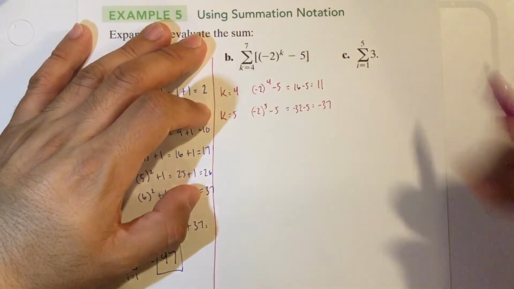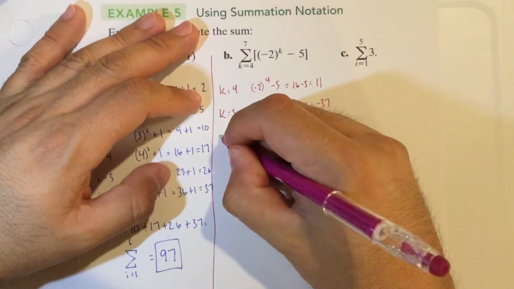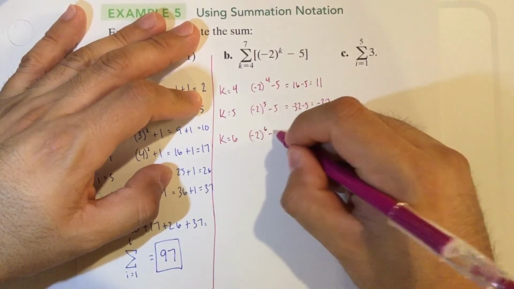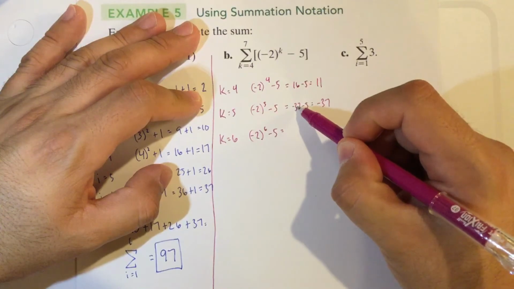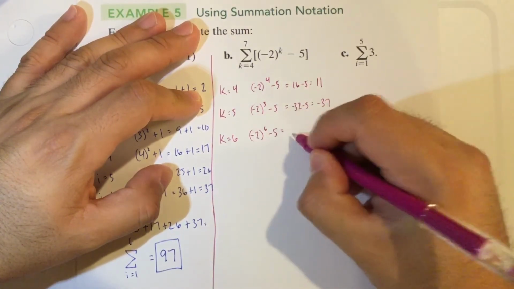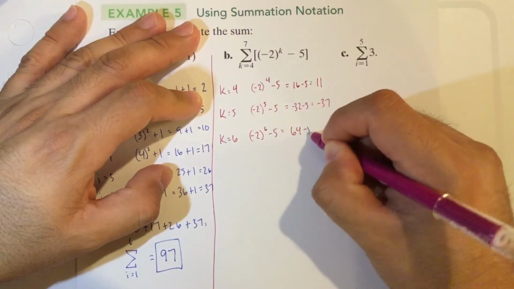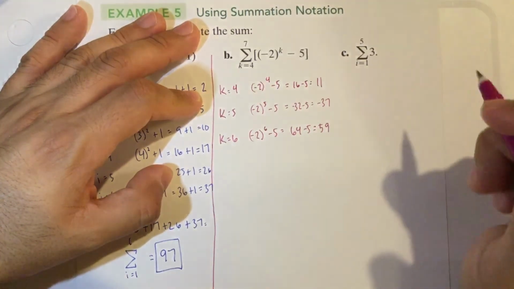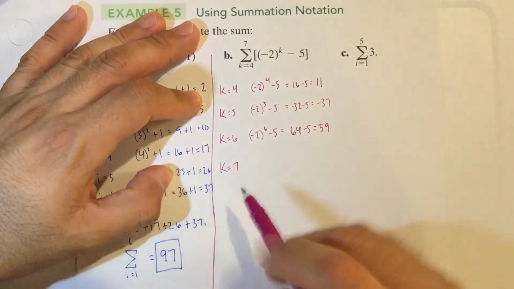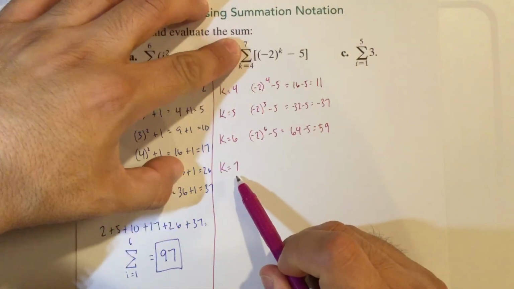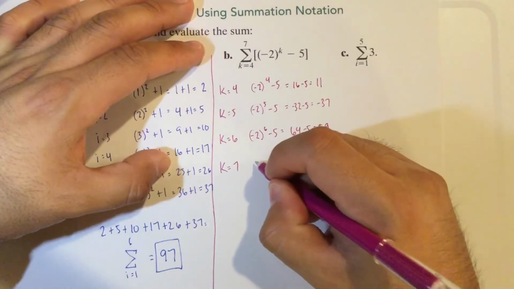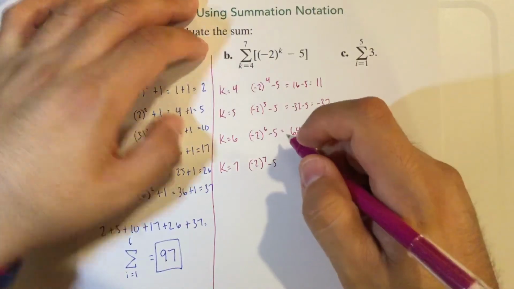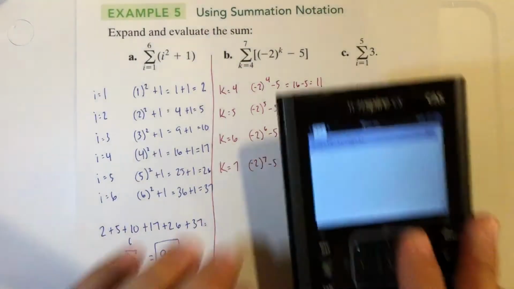Once again, this can all be checked in a calculator. k equals 6: negative 2 to the 6th power. If this was negative 32, then negative 32 times negative 2 is 64, minus 5, which is 59. And k equals 7. I know to stop here because the upper limit is 7. So now we have negative 2 to the 7th power minus 5. I'm going to verify that in the calculator real quick.